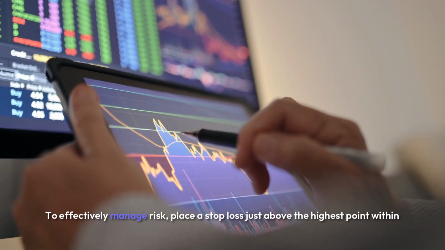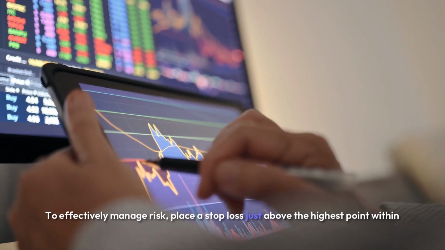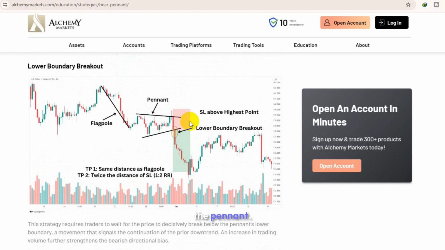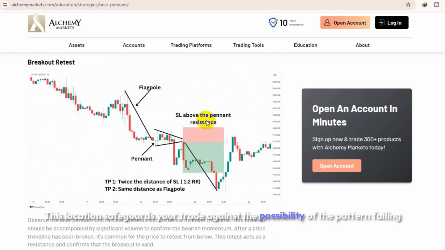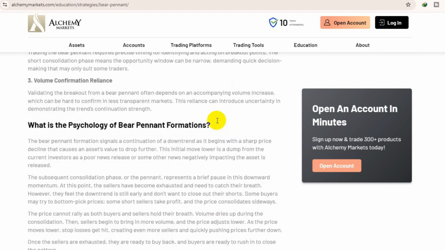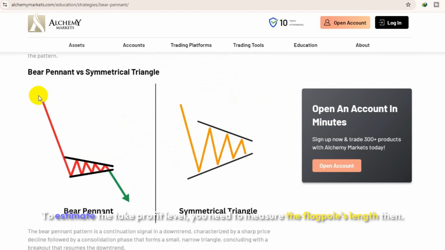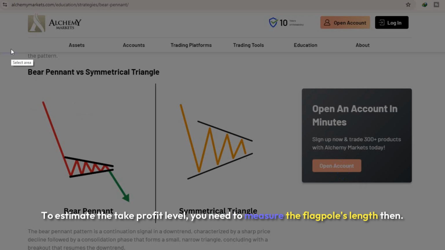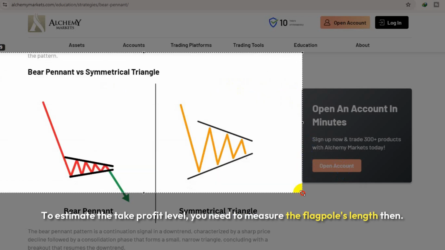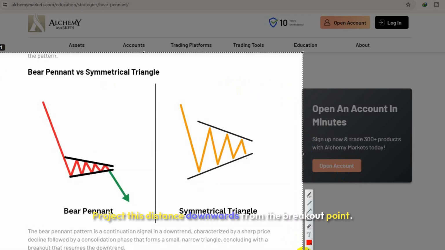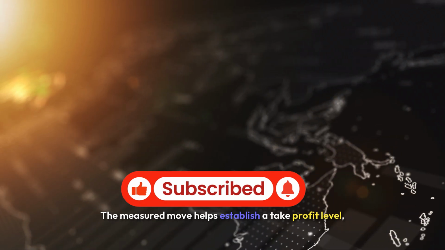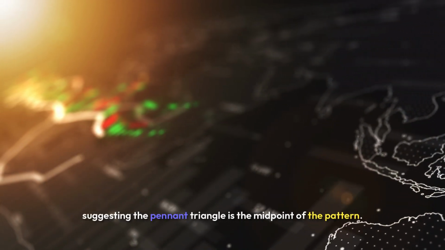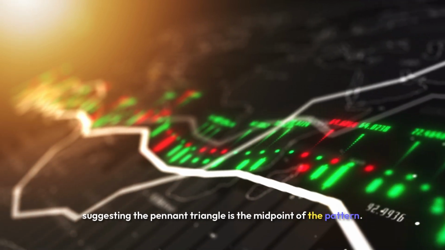Stop loss. To effectively manage risk, place a stop loss just above the highest point within the pennant. This location safeguards your trade against the possibility of the pattern failing and the price moving against the anticipated direction. Take profit. To estimate the take profit level, you need to measure the flagpole's length. Then, project this distance downwards from the breakout point. The measured move helps establish a take profit level, suggesting the pennant triangle is the midpoint of the pattern.